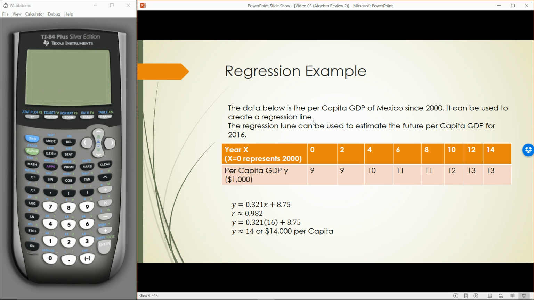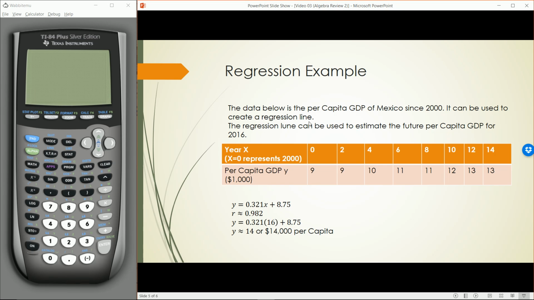So if we look at this, we can find a nice data set where the data below is the per capita GDP of Mexico since 2000. It can be used to create a regression line. The regression line can be used to estimate the future per capita GDP for 2016. So often what these are used for is, as you can see, determining what's going to be happening in the future.